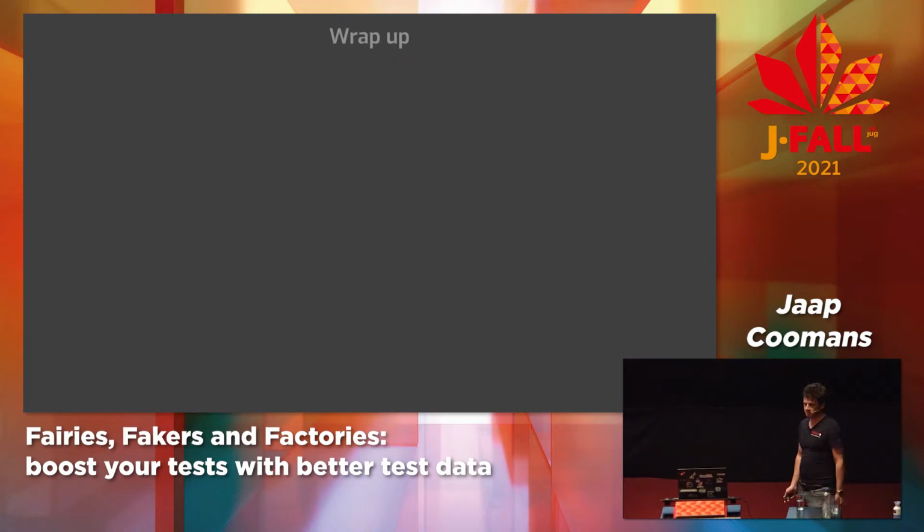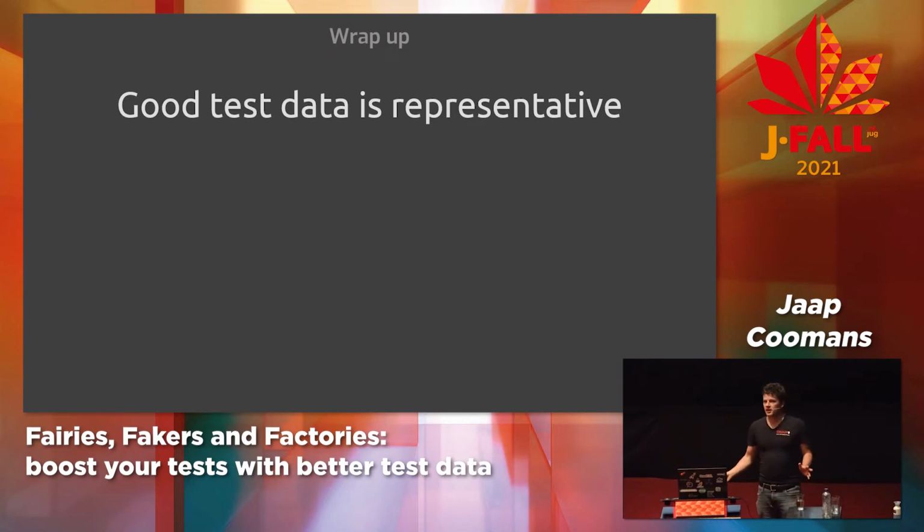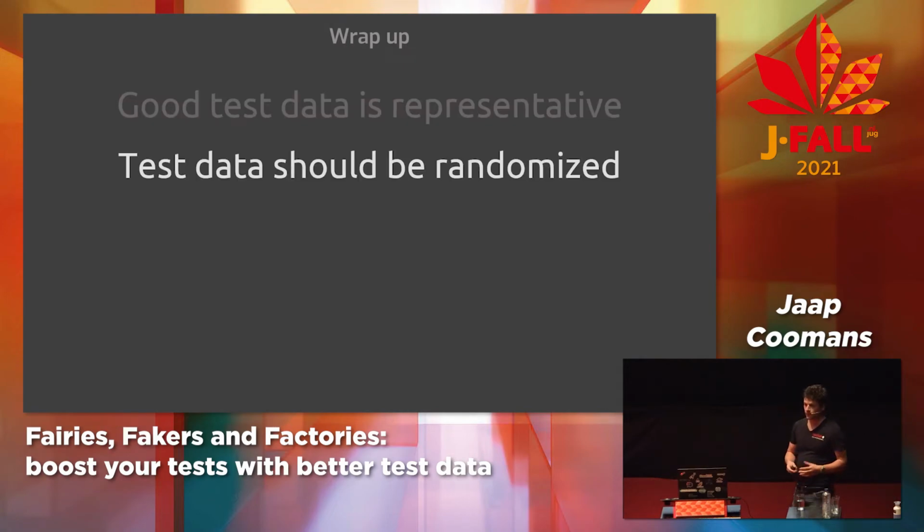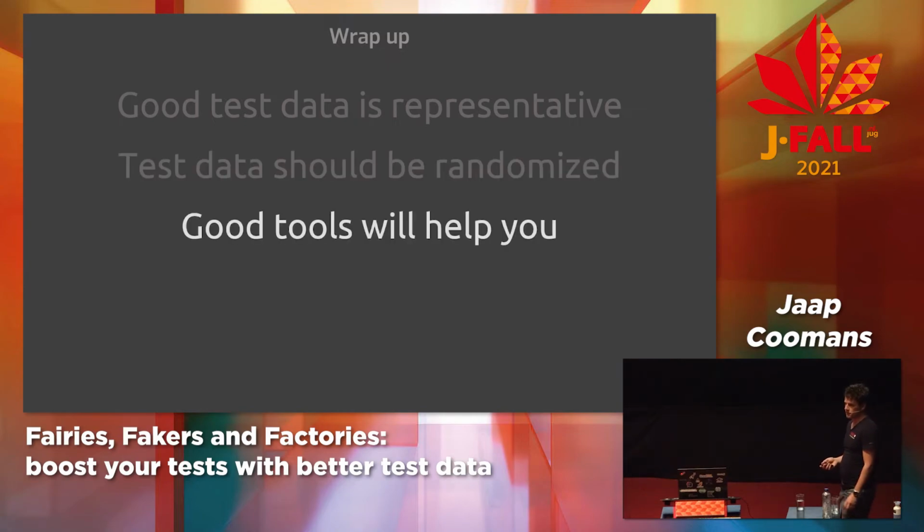So to wrap up, good test data is representative. It helps you to see how the system is used in production. If you have test data that's representative for your actual data, you get a feel for the system. But it should be randomized. Not completely random as we saw. That's also not what you want. But if you run with slightly different test data every time, you don't get hung up on that single test set that you have. And you might uncover more test cases.